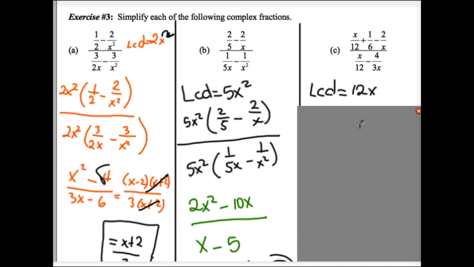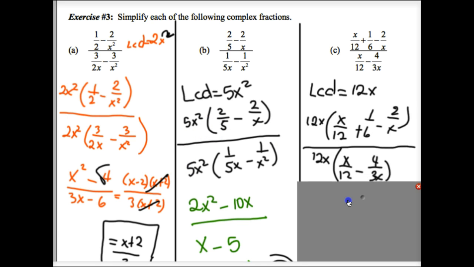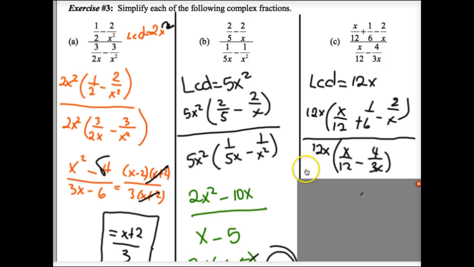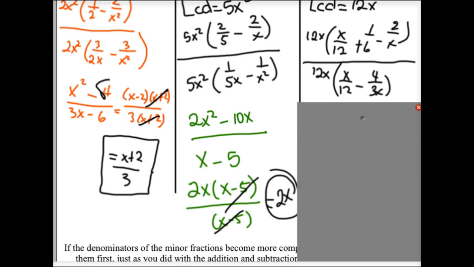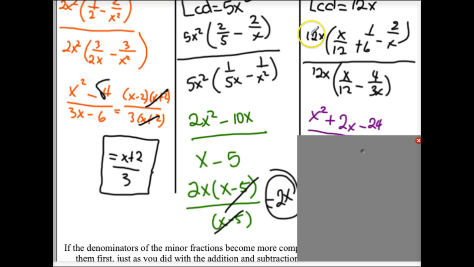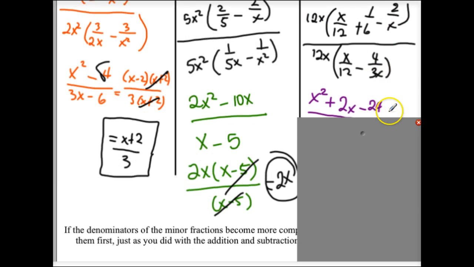What is my LCD? It's 12x. So what am I going to do? Multiply everything by 12x, just like this. And then I want to go ahead and simplify. So the 12s cancel. You're left with an x times an x, which is x squared. And the 6 goes into 12 twice, so it's 2x times 1 is 2x. The x's cancel. 12 times 2 is 24.